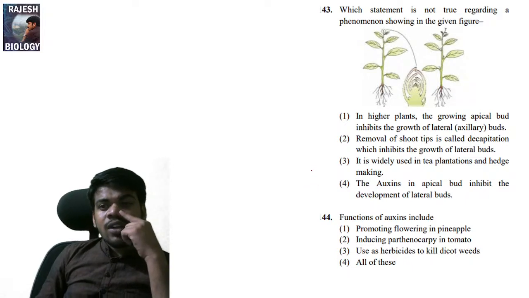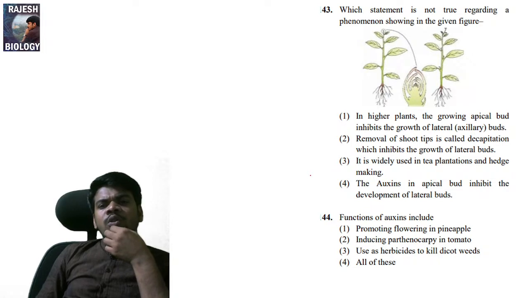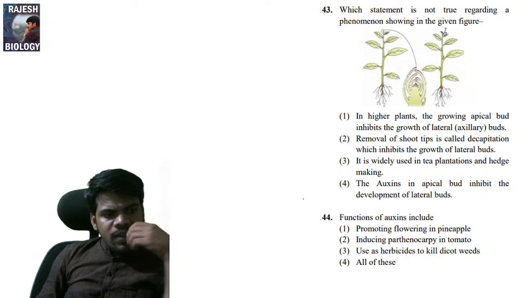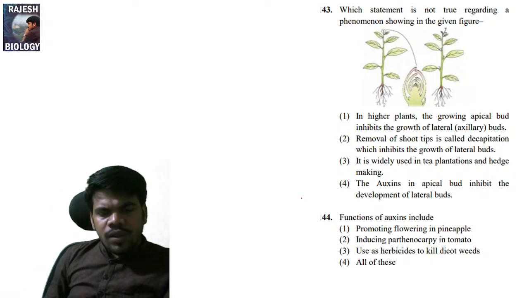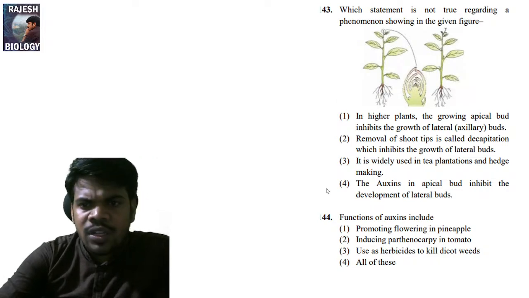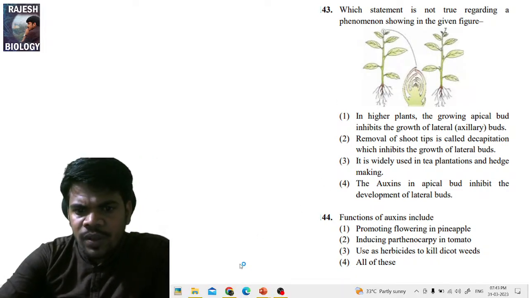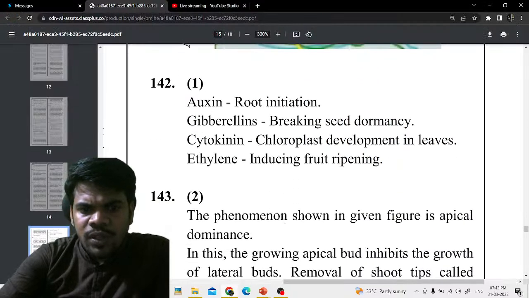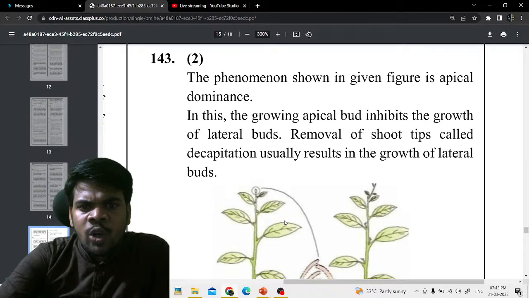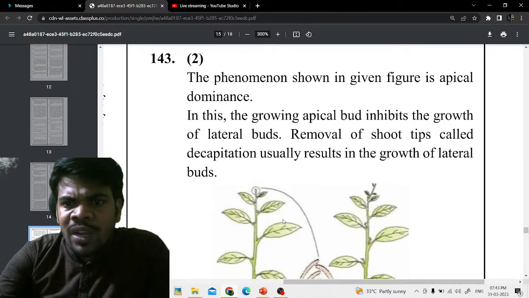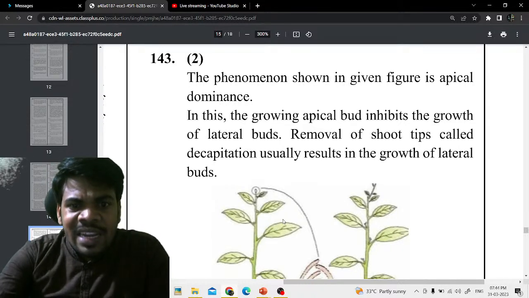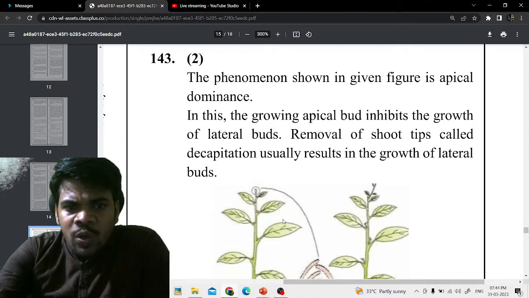Which statement is not true regarding a phenomenon showing in the given figures? Let me check. Chandrika says 43 is also 2, removal of shoot tips. Okay, just confirm that once. Yes, correct. The phenomenon shown in the given figure is apical dominance. In this, the growing apical bud inhibits the growth of lateral buds. Removal of shoot tips, called decapitation, usually results in the growth of lateral buds.